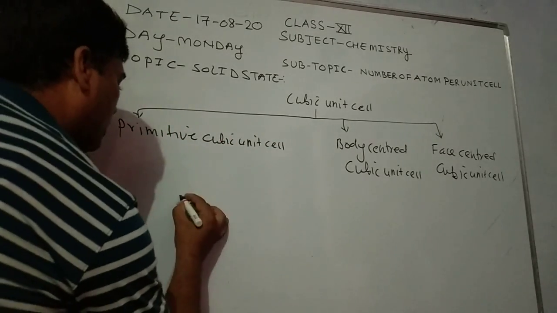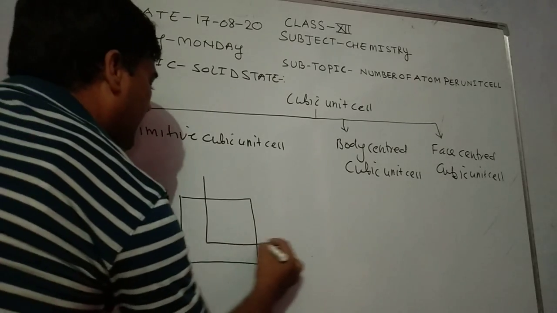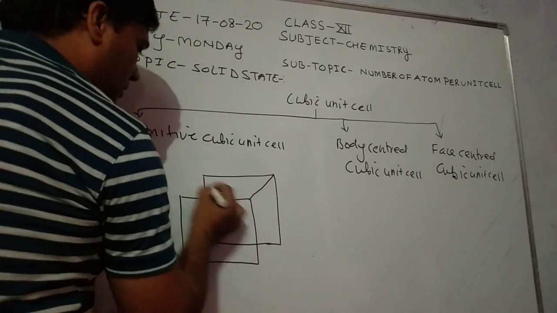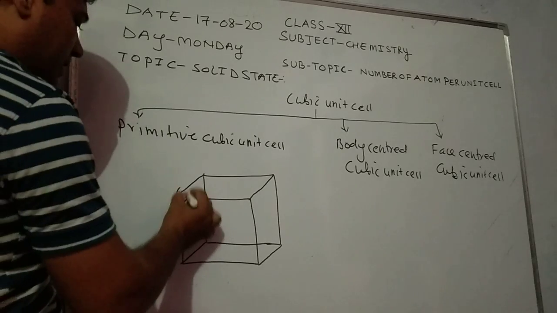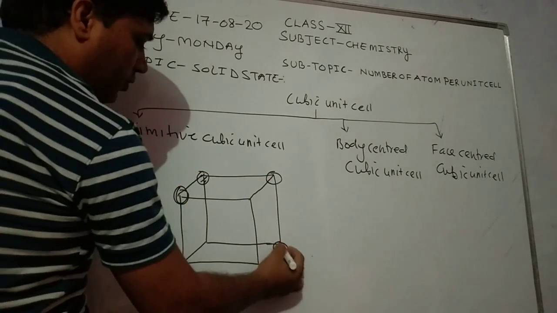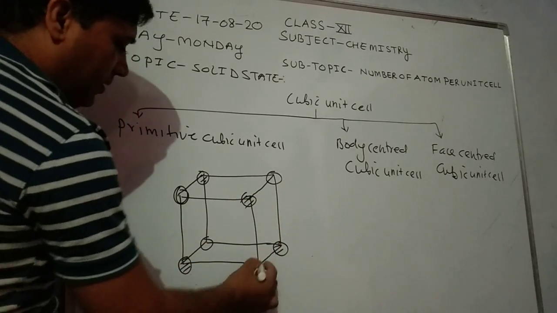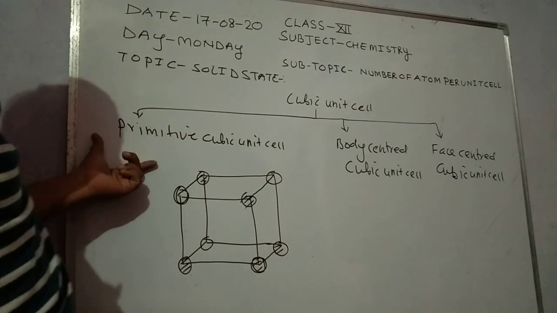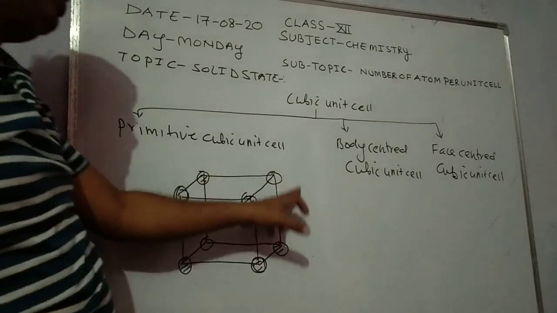In primitive cubic unit cell, the lattice points are present only at the corner. How many corner? There are 8 corner: 1, 2, 3, 4, 5, 6, 7 and 8. So how many lattice point in primitive cubic unit cell? That is 8 lattice point, and all are present at corner.